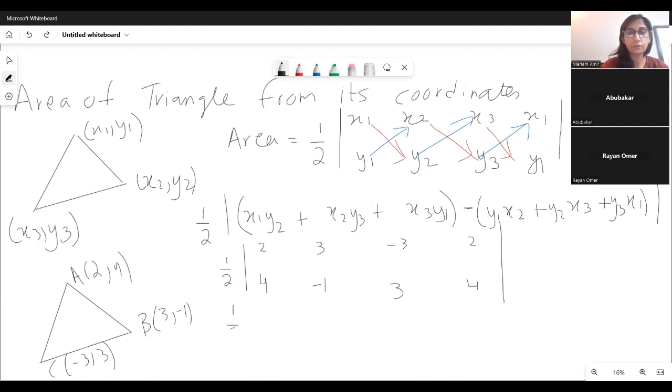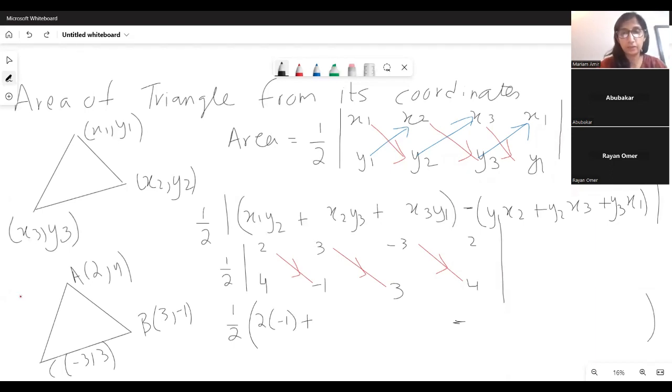अब half bracket किसका product लिखेंगे पहले? Is 2 into -1. हाँ बिल्कुल सही. This times this plus this times this plus this times this. It's going to be 2 times -1 plus 3 times 3 plus -3, 4. This goes in one bracket, then a negative sign, and then Ryan, can you tell me what to write in the second bracket?